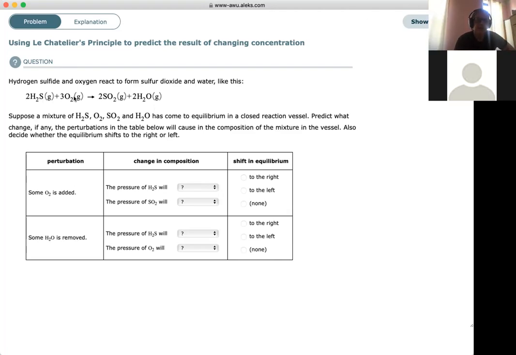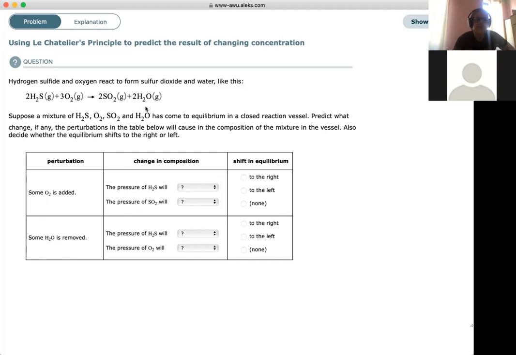Same idea. You've got two reactants, two products. Everything's in the gas phase. We're at equilibrium. We add some O2. That's going to accelerate the forward reaction. So you're going to start losing H2S and losing O2 as they get turned into SO2 and water. You'll get more SO2 and more water. So the pressure of H2S will decrease. The pressure of SO2 will increase. Okay, shifting to the right, right? If the product's increasing, that's shifting to the right.